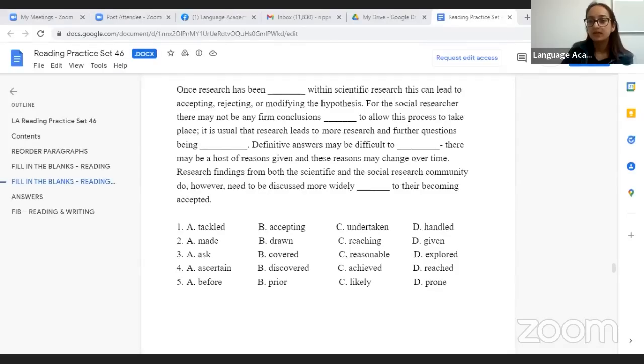Questions being made, Anita. Do we make questions? So this says once research has been dash within scientific research. So with being can come ing or ed form. So let's see, research has been tackled. We don't tackle research, we tackle problems, we tackle issues. And we don't handle research as well. So these two are contextually incorrect.